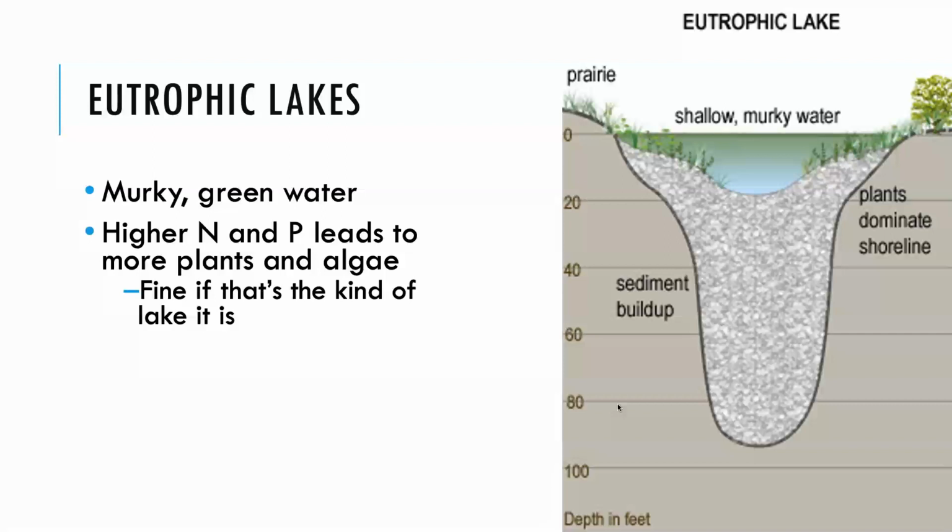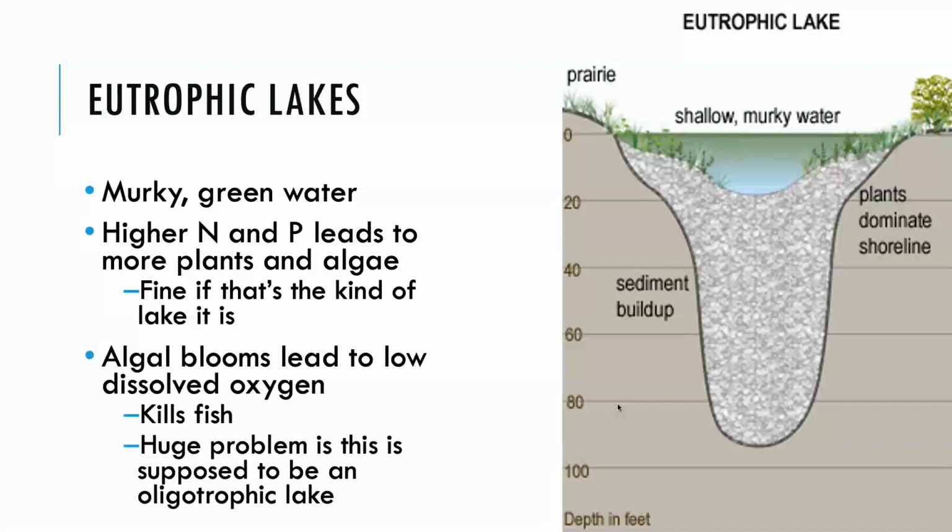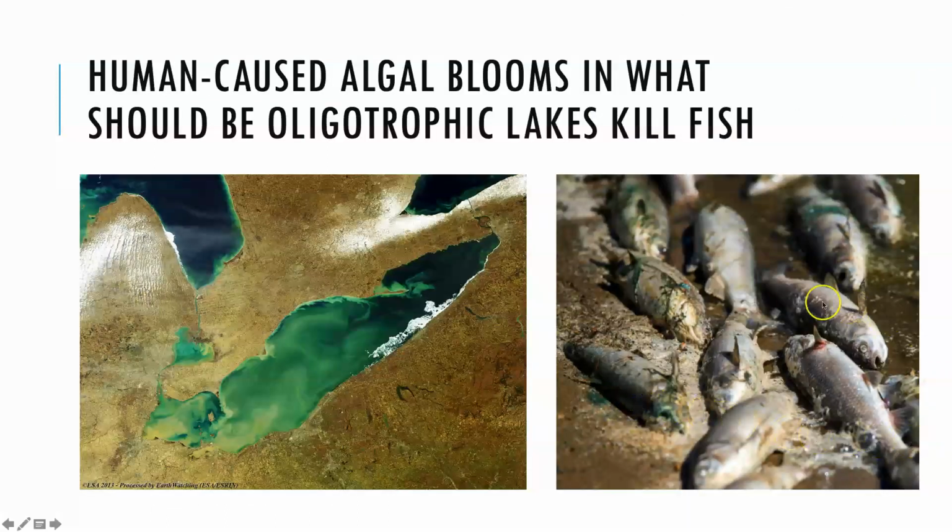But if that high nitrogen and phosphorus exists because humans added it, what happens is you get an algal bloom, which leads to low dissolved oxygen in the water. Because that algae dies, things digest that dead algae, they use up all the dissolved oxygen, and the fish have none left. And this kills the fish and causes huge die-offs of fish in these lakes.